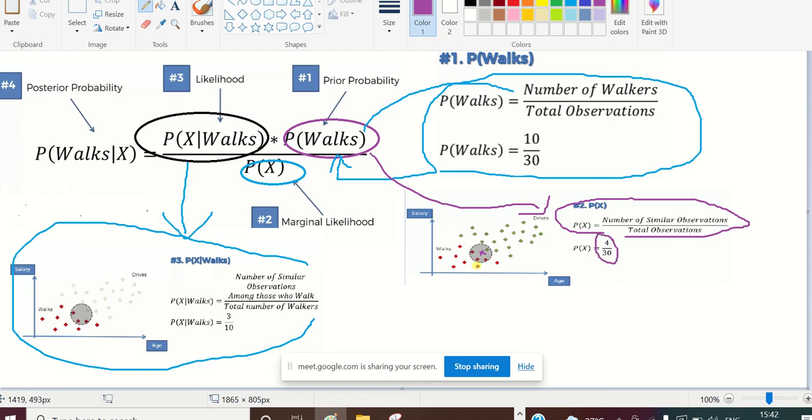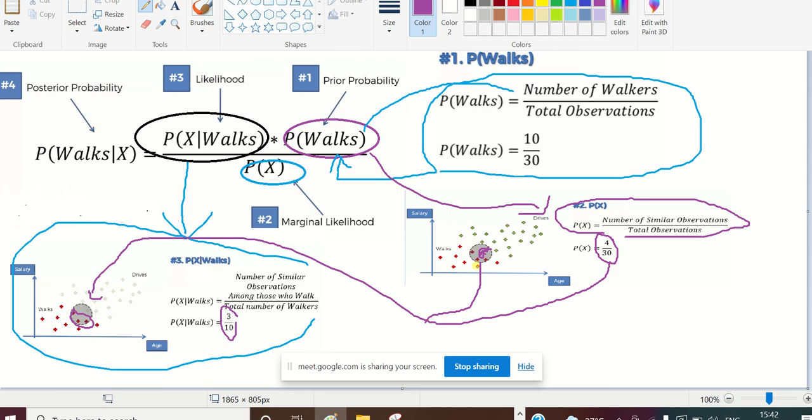Then what I will do, I will come here and in the same radius I will remove the people who are driving. Only people who are walking I will keep. So this one who was driving will go. So we will be left with only 3 of them. So 3 divided by the total number of walkers only. So 3 divided by 10.